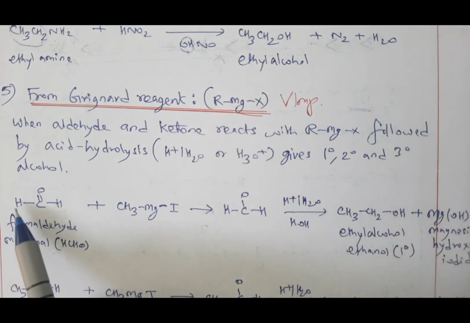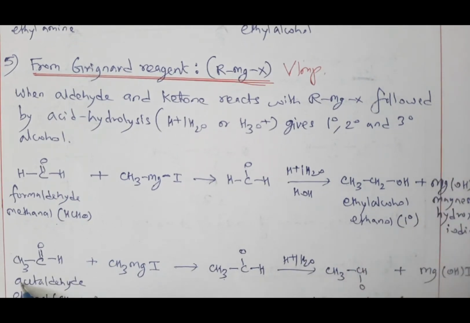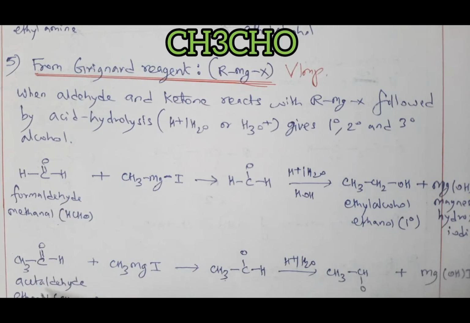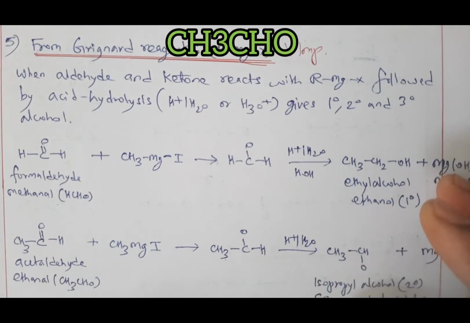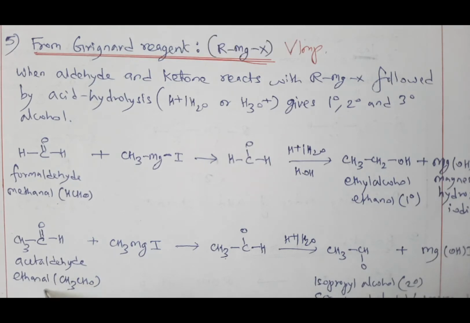If you replace this H and put CH3 in place of that, then it becomes acetaldehyde, whose formula is CH3CHO, and there are two carbons, so we call it ethane. For aldehyde we write al, ethanal. So formaldehyde IUPAC name is methanal, acetaldehyde IUPAC name is ethanal. HCHO means formaldehyde. If you replace this H with CH3, it becomes acetaldehyde. So these two are the aldehydes from where we're going to prepare alcohol.